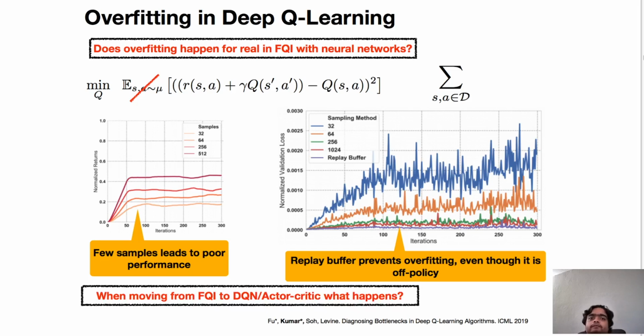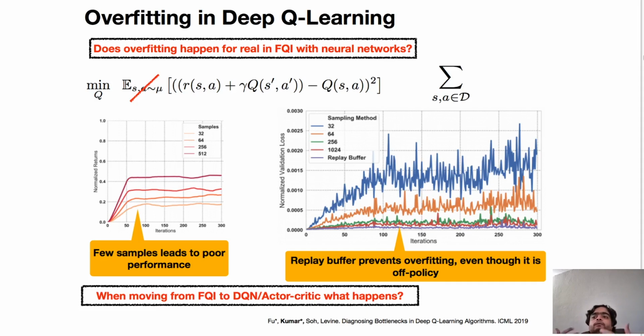So what happens when we move from fitted Q-iteration style algorithms to more DQN or actor-critic style algorithms? Both of these plots that we talked about here are fitted Q-iteration algorithms. So they're fixing the target value, training on the Bellman error until completion, then again fixing the target value, training until completion, and so on. So it's an ideal FQI algorithm.